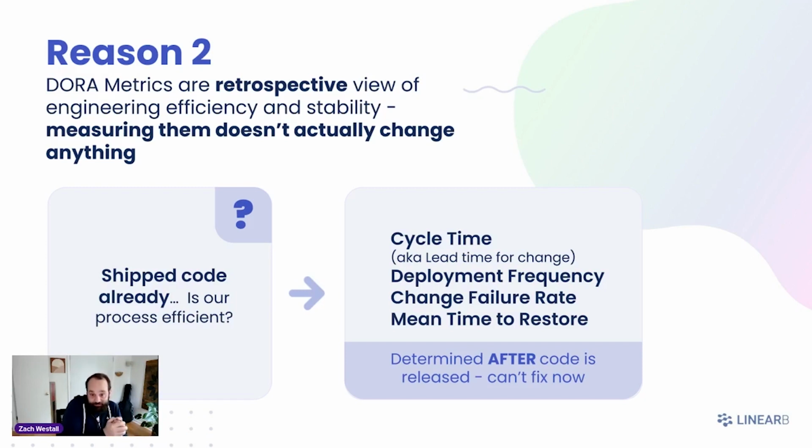maybe it is. The thing is, when you ship your code, you look back on the cycle time, you look back on the deployment frequency, you look back on the change failure rate, well, after the code is into production, and you look back on your mean time to restore. All of these things, again, are determined after code is released, which means you can't fix those existing things right now. So again, the reason that DORA metrics don't necessarily net out to better business outcomes is because they are a retrospective view.